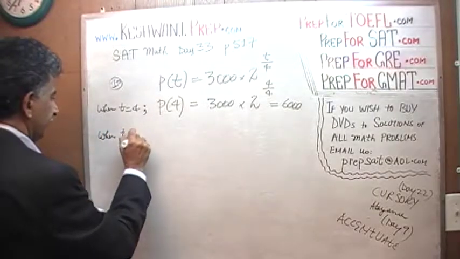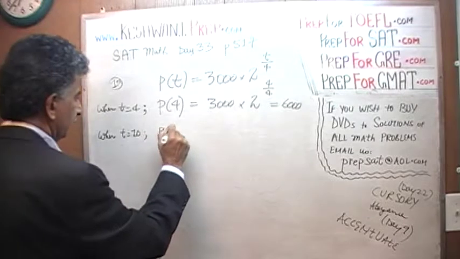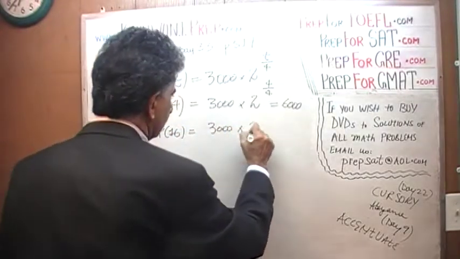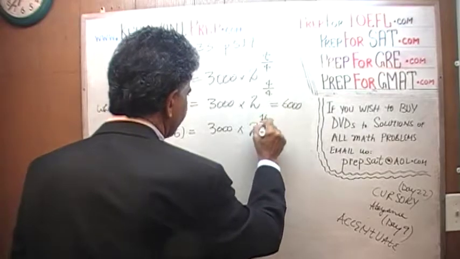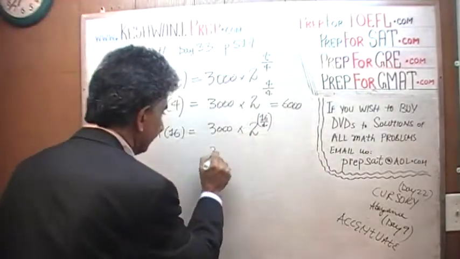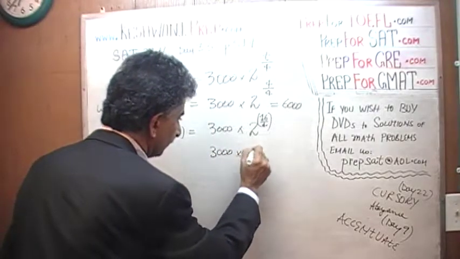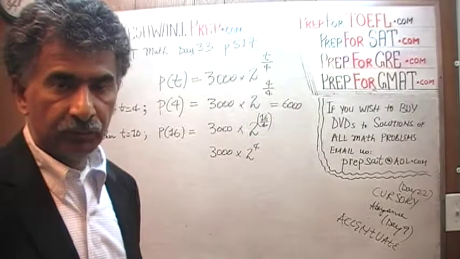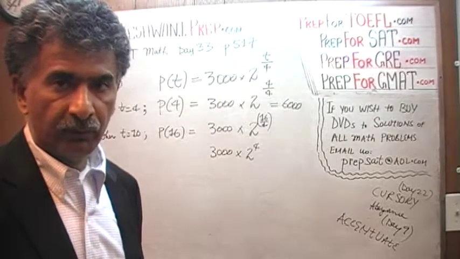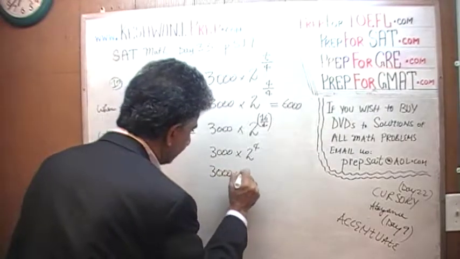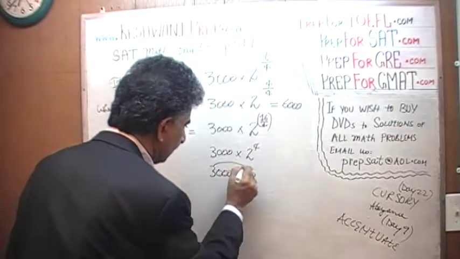When T is equal to 16, P of 16 is equal to 3000 times 2 raised to 16 over 4. So 16 over 4 is 4. So this is 3000 times 2 raised to 4. And 2 raised to 4 is 2 raised to 1 is 2, 2 squared is 4, then 8, and then 16. So it's 3000 times 16. 3 times 16.